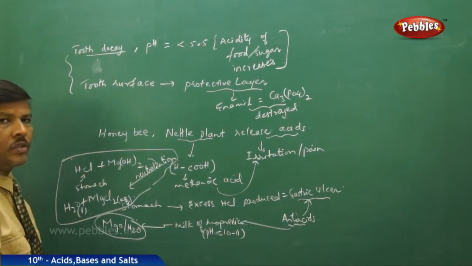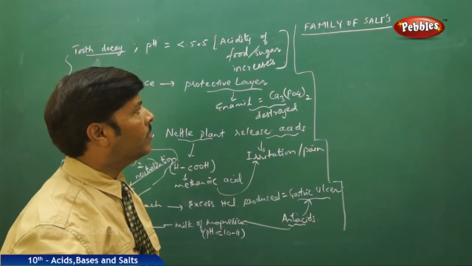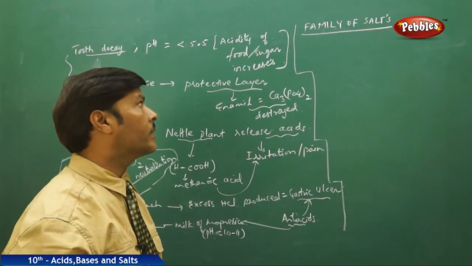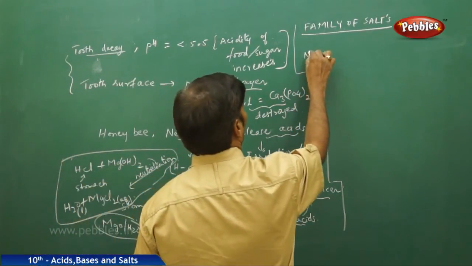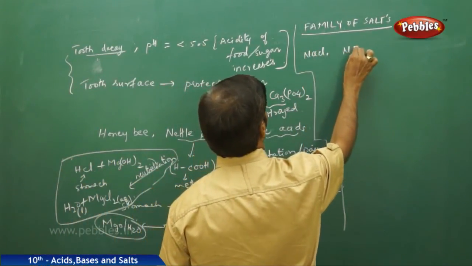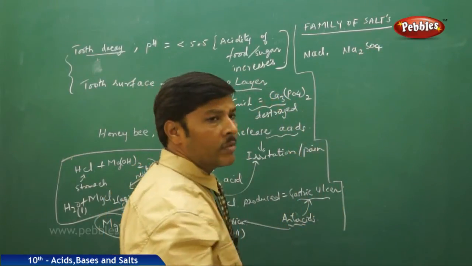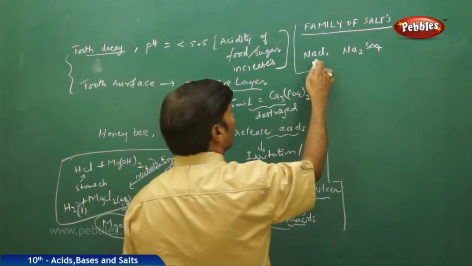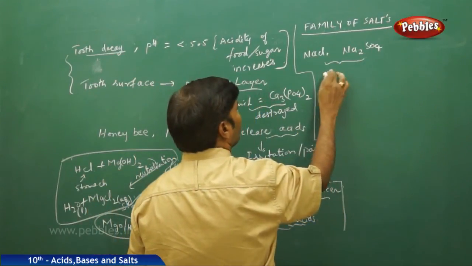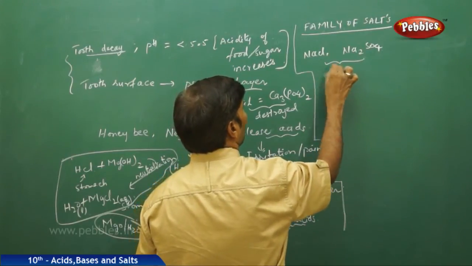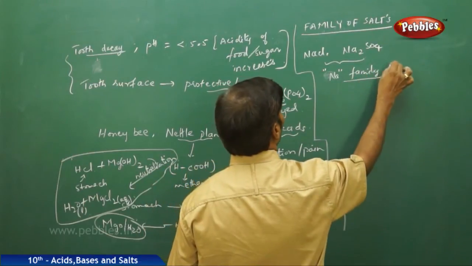The next part of our discussion in acids, bases and salts is the family of salts. In the family of salts, I am giving you two salts here: sodium chloride and sodium sulfate. Both of them belong to the sodium family. Why are we calling them the sodium family?